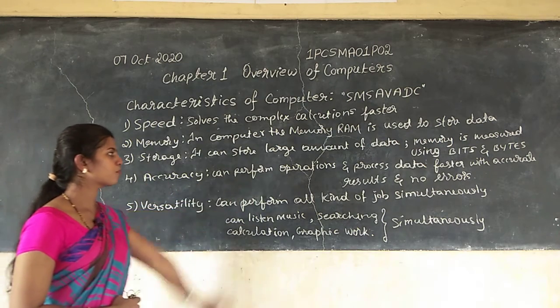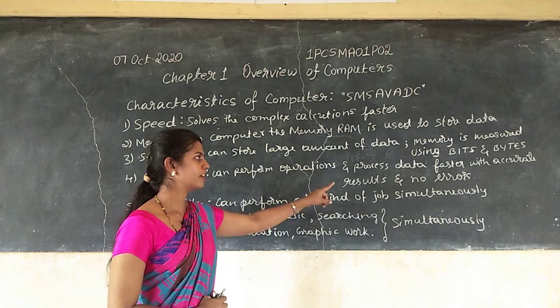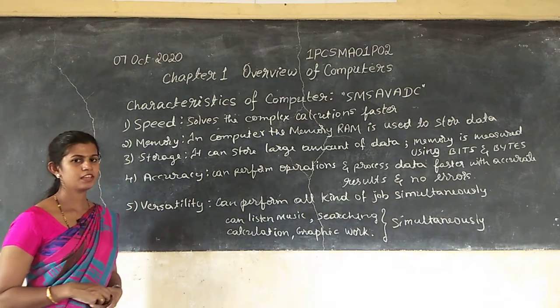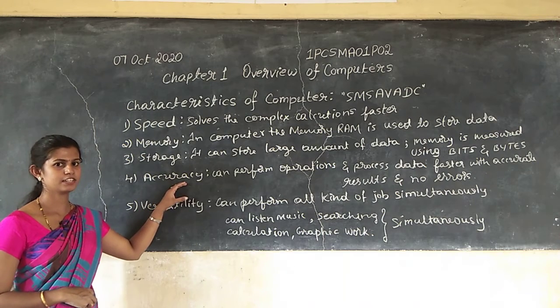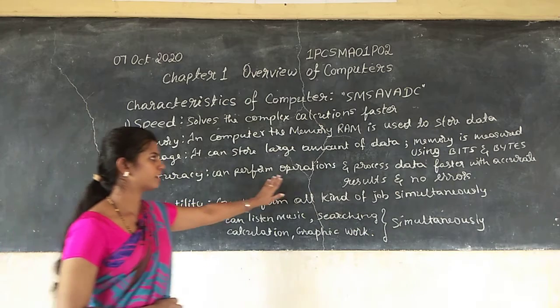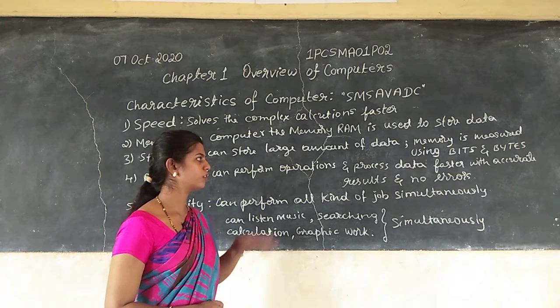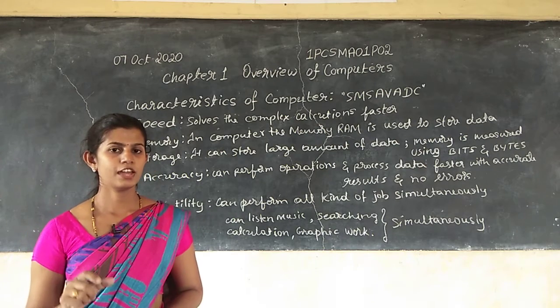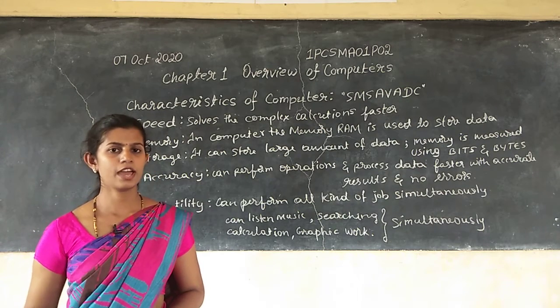The next characteristic is accuracy. The computer can perform operations and process the data faster with accurate results and no errors. Accuracy means 100% correct. Computer will always give the accurate result with no errors.